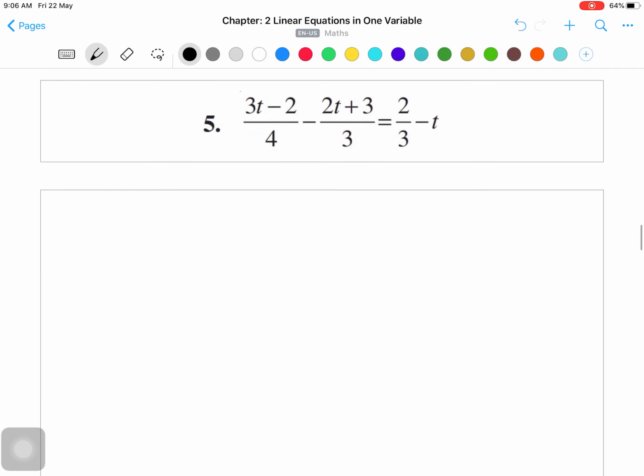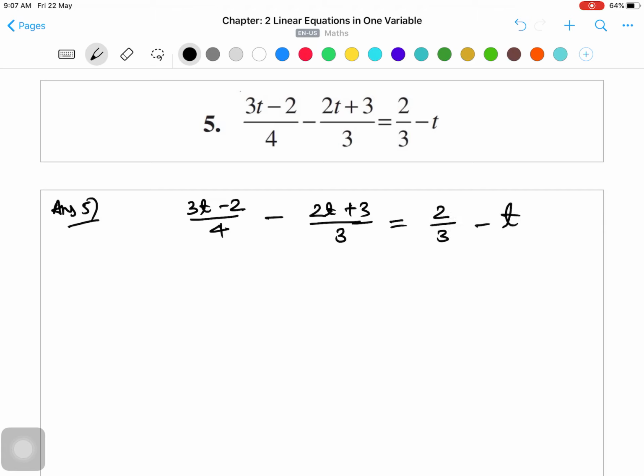Moving to the next one, we have 3t minus 2 by 4 minus 2t plus 3 by 3 equals to 2 by 3 minus t. So first write the equation. We have 3t minus 2 by 4 minus 2t plus 3 by 3 equals to 2 by 3 minus t. These terms involve a variable term which is t. So we'll shift all the variable terms on the left hand side.